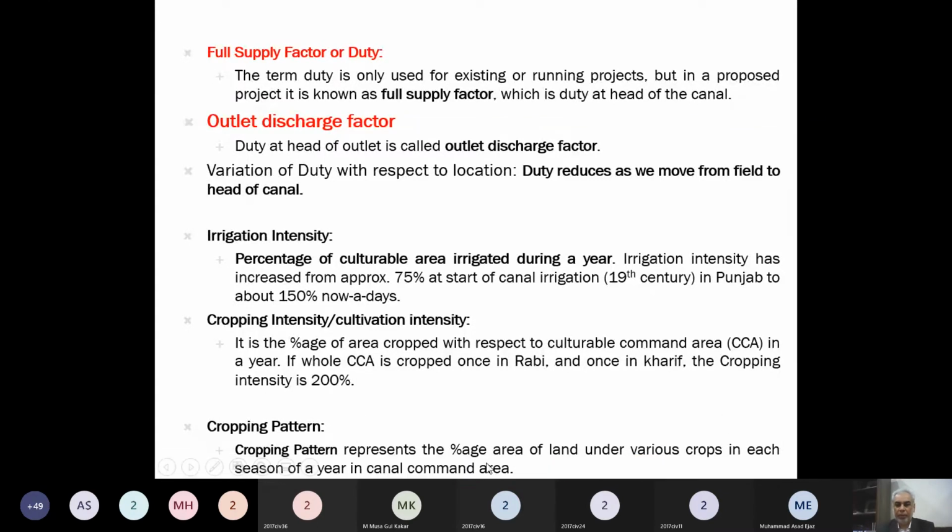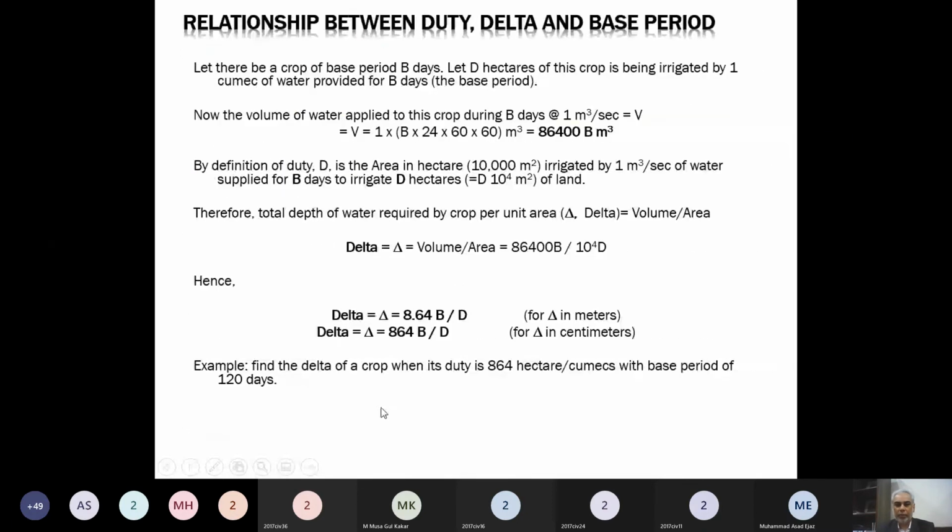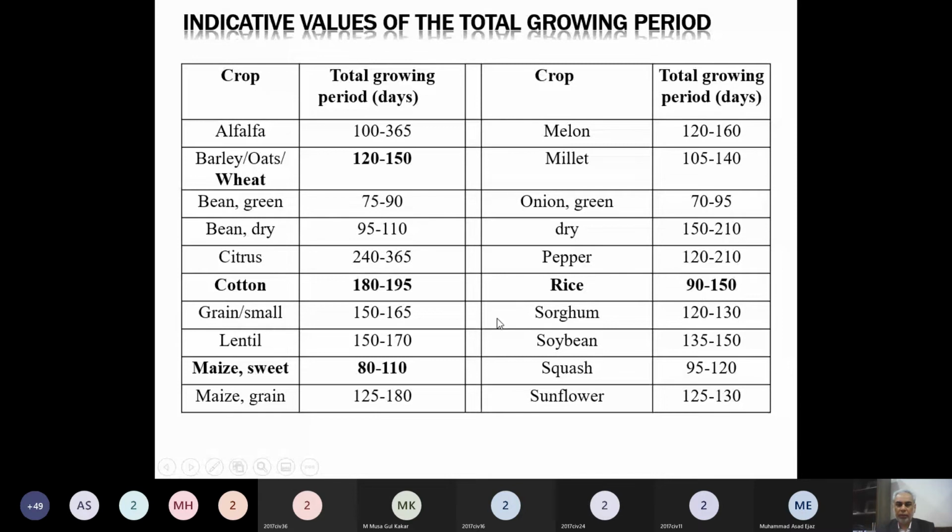So cropping pattern is representation. I think I discussed it earlier also. Cropping pattern is representation of area under various crops, the percentage area of the land under various crops in a season or in a year in a canal command area. So in the area of our interest where we are working in a canal command, how much area is cultivated by one kind of crop, how much area is cultivated by another kind of crop. That is called a cropping pattern.